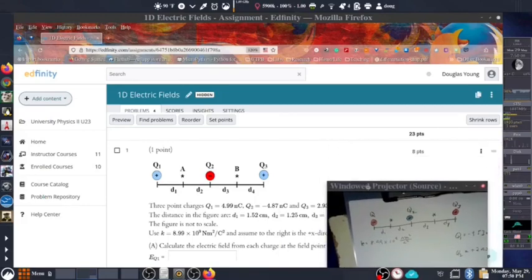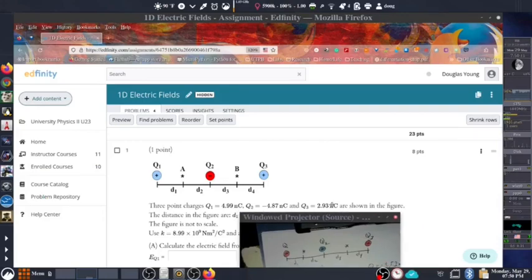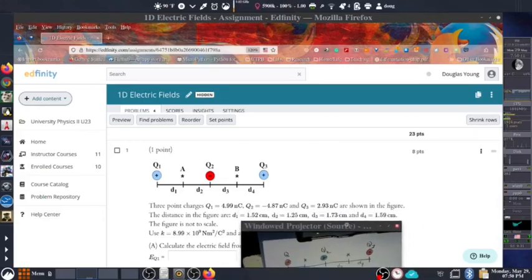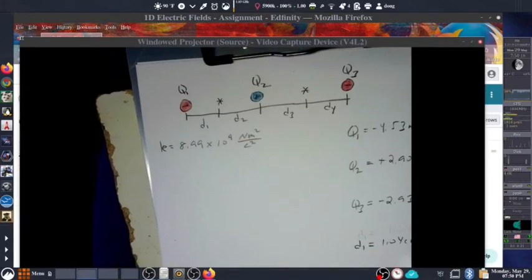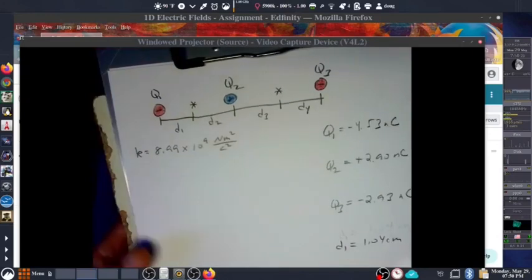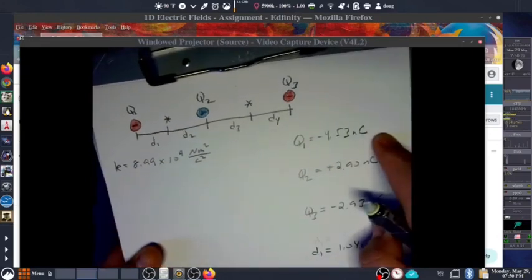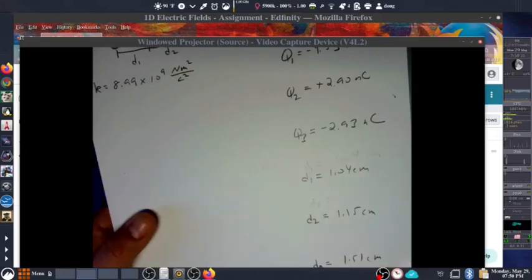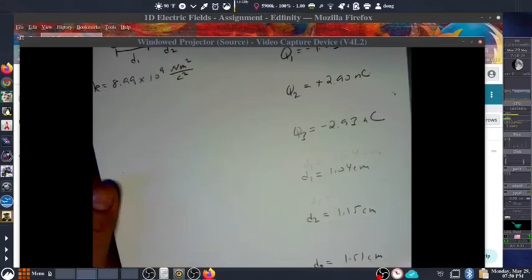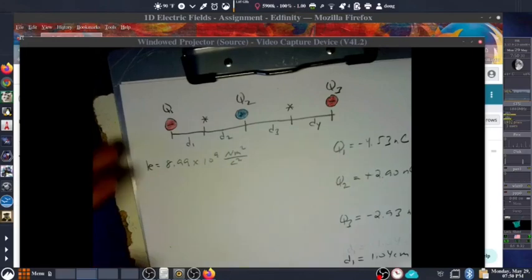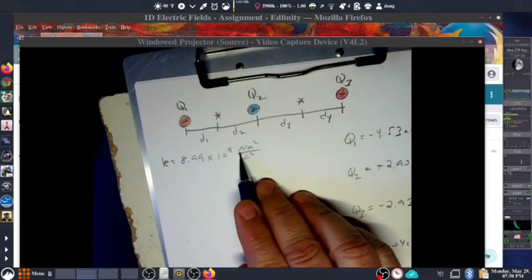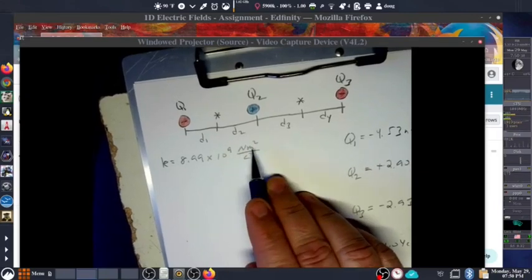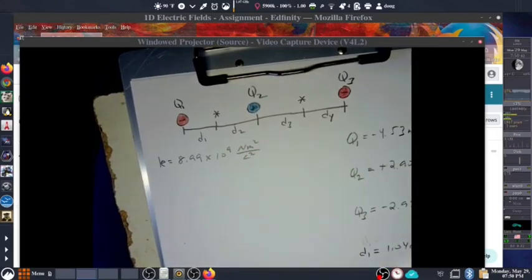So the first thing I need to do, you'll notice that all of these are in nanocoulombs and all of my distances are in centimeters. So before I do anything else, I need to convert the nanocoulombs to coulombs, and I need to convert my distances to meters. The reason for this is that in electricity and magnetism, the units assume that you're working in newtons and meters and coulombs, not in centimeters and not in nanocoulombs. So we really have to do the conversions in this case.